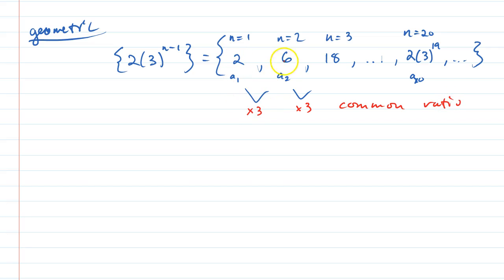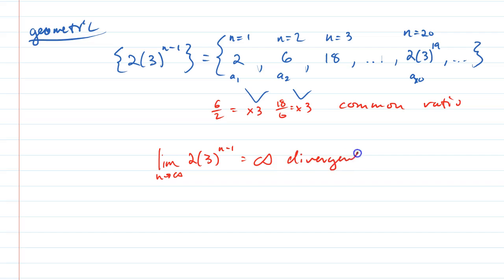Now, since I'm multiplying by 3 every time, if I divide backwards, I should be getting the same number. So, like, 6 divided by 2 is 3. 18 divided by 6 is 3. And so if I'm ever in doubt about what the common ratio is, I can always divide backwards. And again, they're probably going to ask you what is the limit as this goes on and on forever? Well, if we multiply by 3 every time, this is going to be another divergent sequence. It's not going to converge to anything.